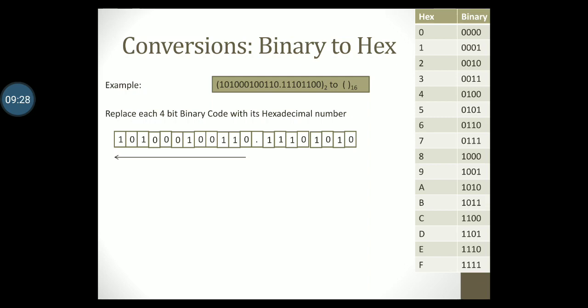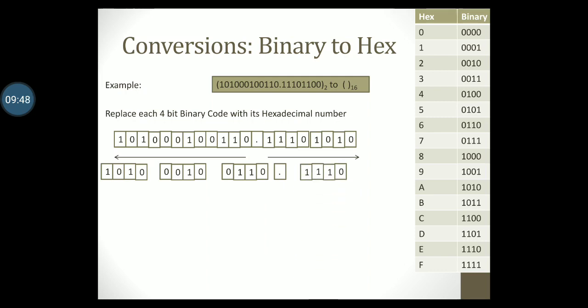So we get one group as 0110, the next group is 0010 and the last group is 1010. Now starting from the decimal point but moving right, we get one group as 1110 and another group as 1010. Once this is done, replace each group with the corresponding hexadecimal number.